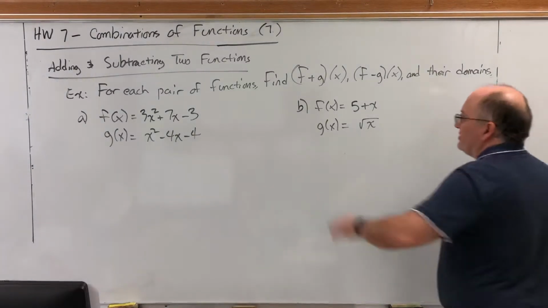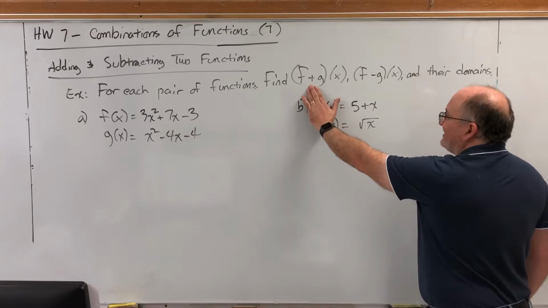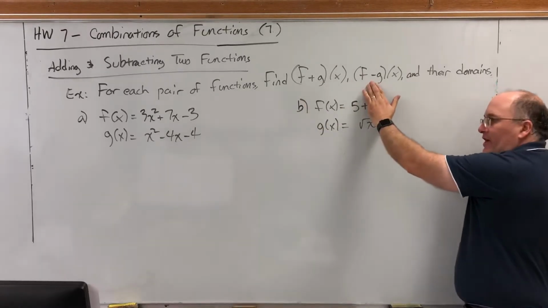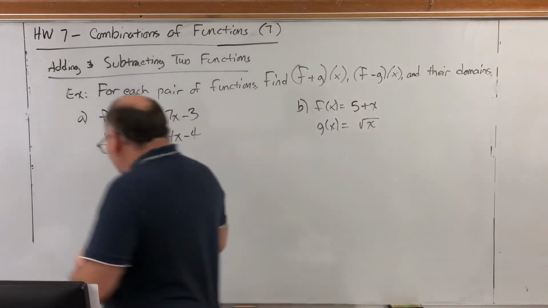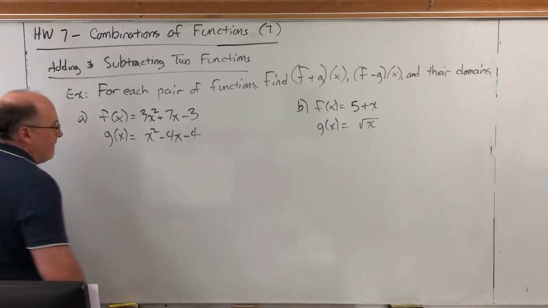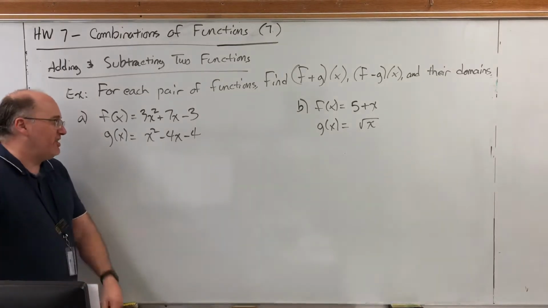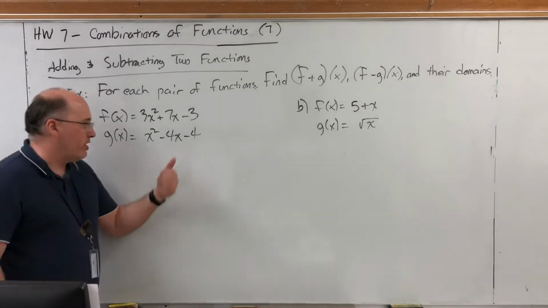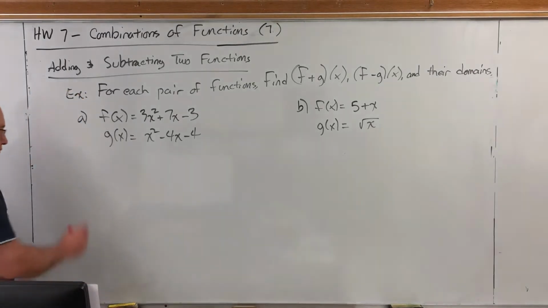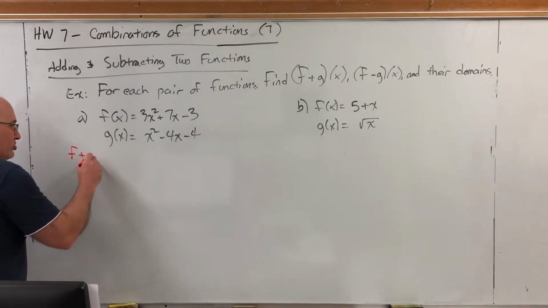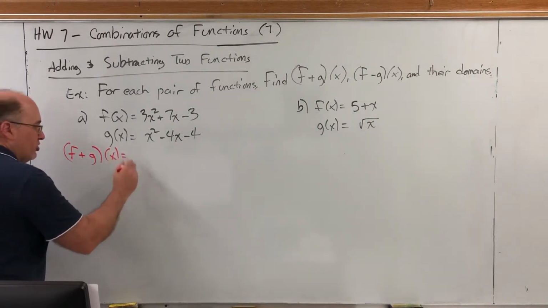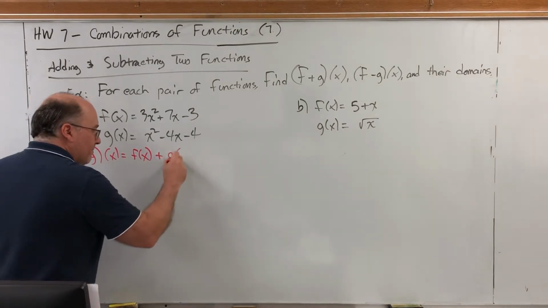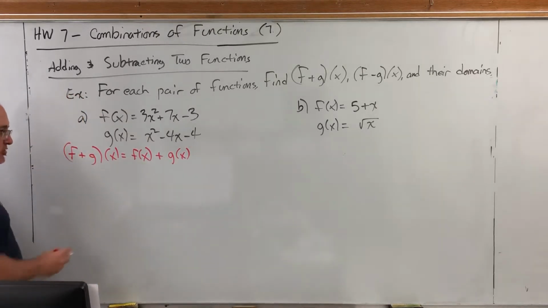Now don't overthink this. F plus g of x means exactly what it sounds like. Add the two functions together. Same thing for f minus g of x. So let's take a look at the first example. F of x equals 3x squared plus 7x minus 3, and g of x equals x squared minus 4x minus 4. To find the sum of two functions, f plus g of x, you literally write the first function plus the second function and see what happens.